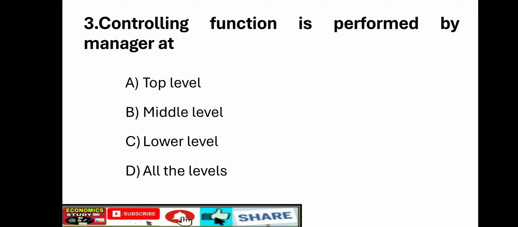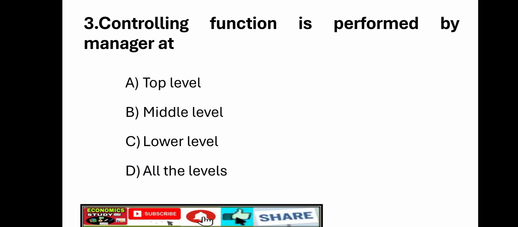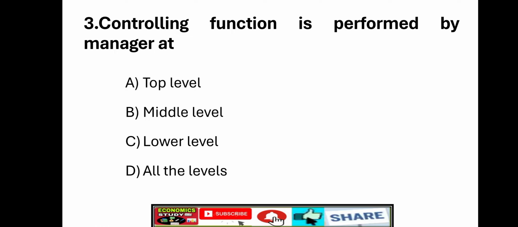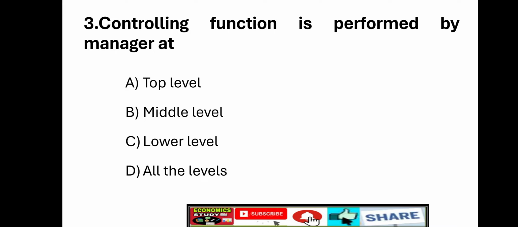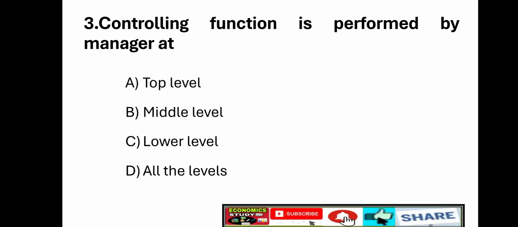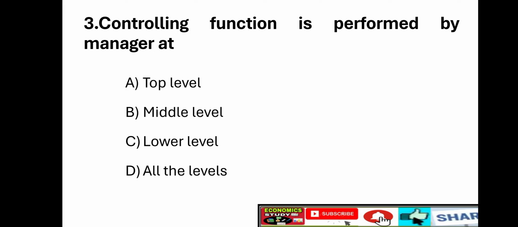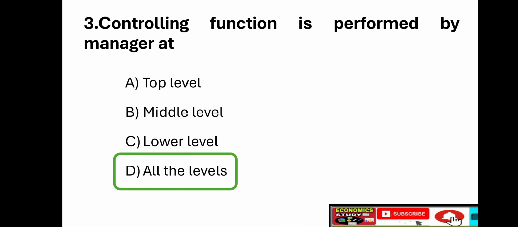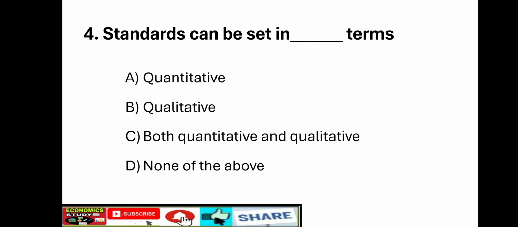Third question. Controlling function is performed by manager at: Option A. Top level. Option B. Middle level. Option C. Lower level. Option D. All the levels. Right answer is Option D. All the levels.